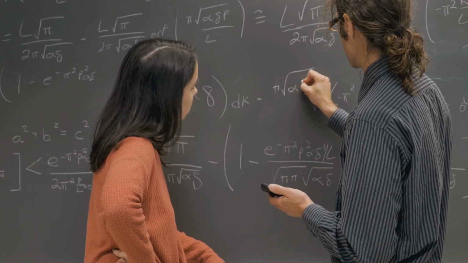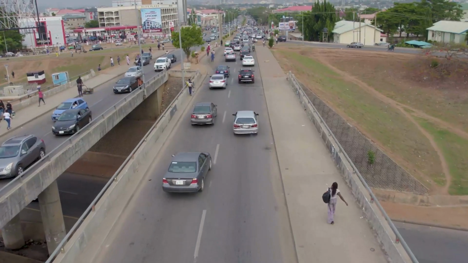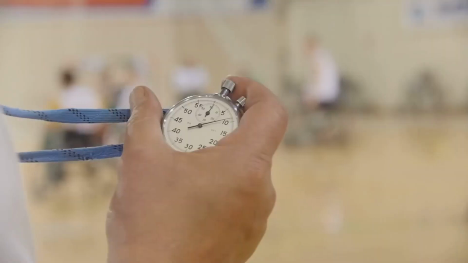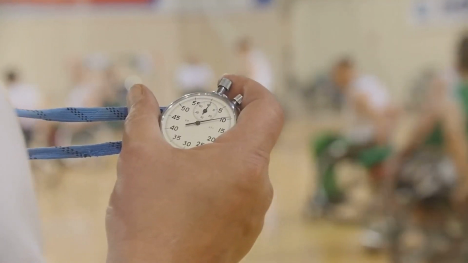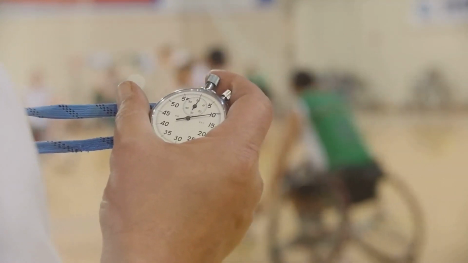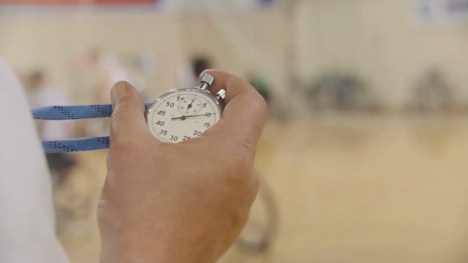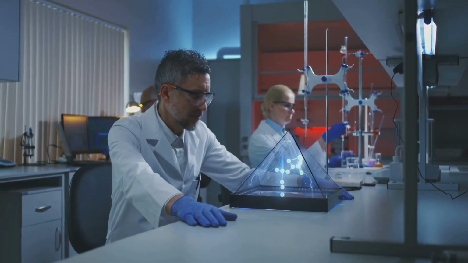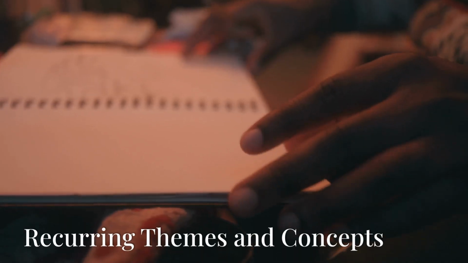Average speed is a crucial concept in science because it helps us understand how objects move and interact in the world around us. By calculating average speed, we can determine how fast or slow an object is moving over a certain distance and time period. This information is essential in fields such as physics, engineering, and even sports.